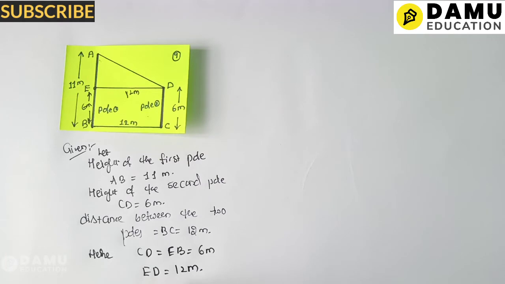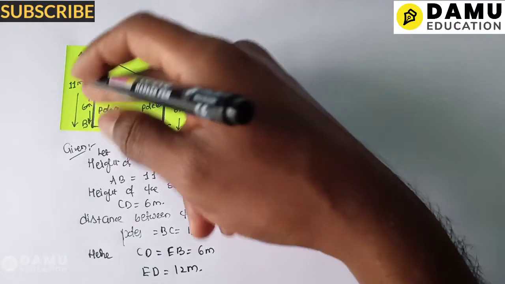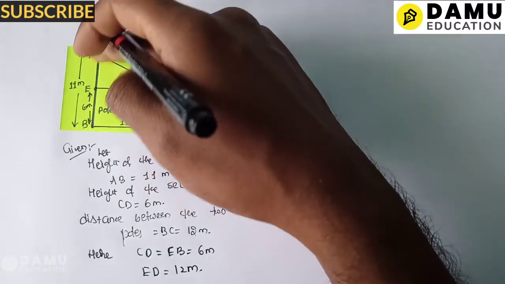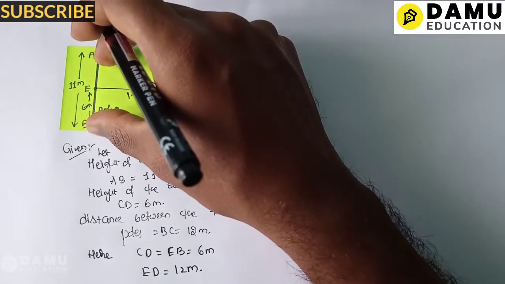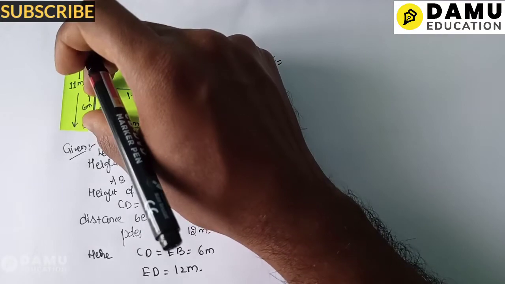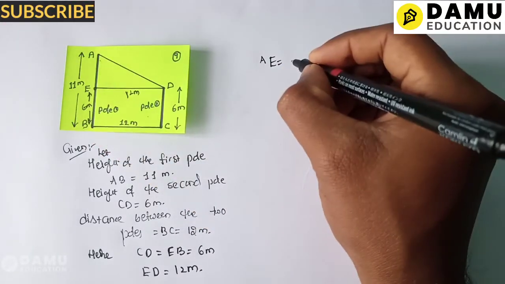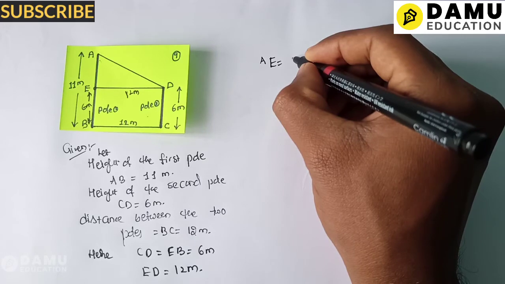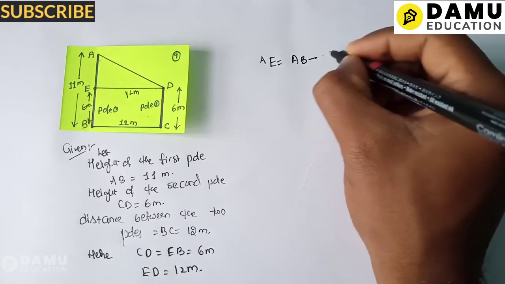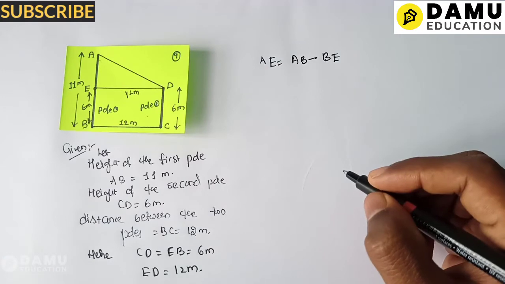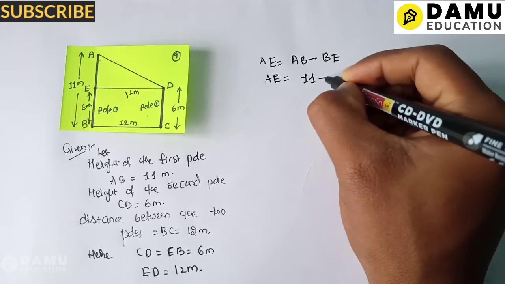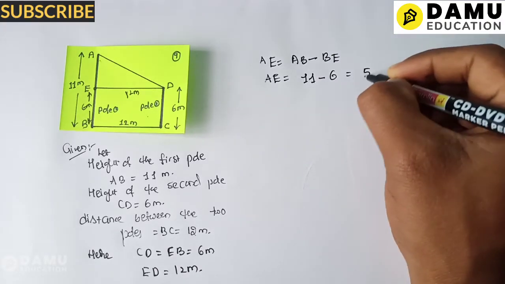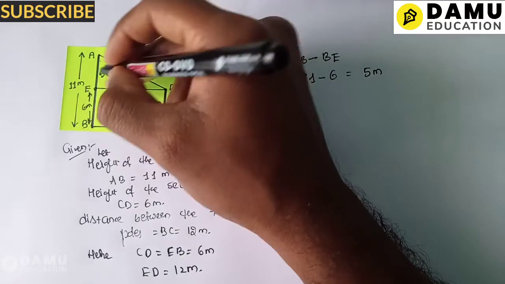So what is AE here? AE means, from the total height of the pole, if you subtract this EB, AE will be equal to AB minus BE. Can you take it like this? Yes. AB is 11 meters, BE is 6, then we will get 5. So this is 5 meters, this is 12 meters.